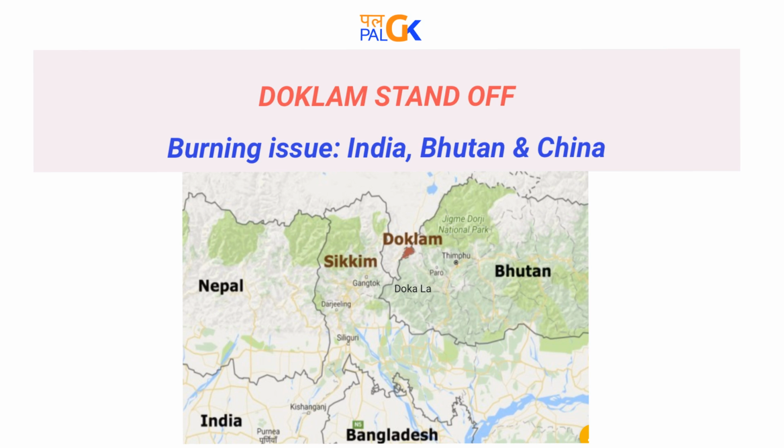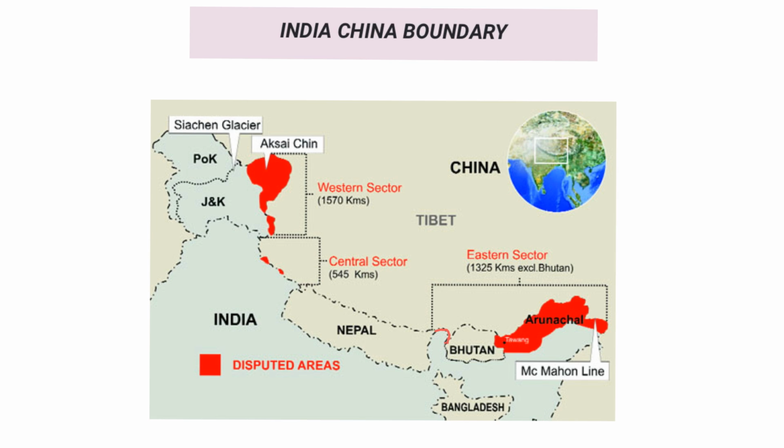We will move into the details of this topic, but before that, let's have a look at some of the background facts. Let's have a look at the India-China boundary. India and China together share a boundary of around 3,500 kilometers, and it's roughly divided into the western sector, central sector and eastern sector. The border states of India with China are Jammu and Kashmir, Himachal Pradesh, Uttarakhand, Sikkim and Arunachal Pradesh.